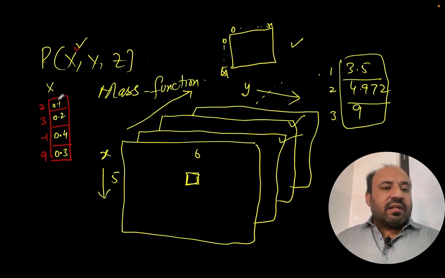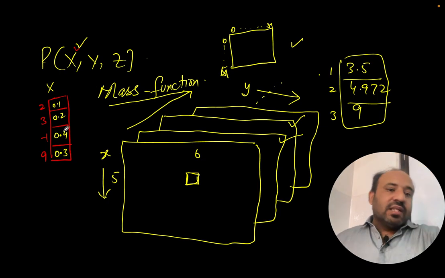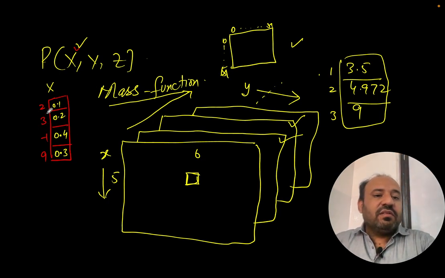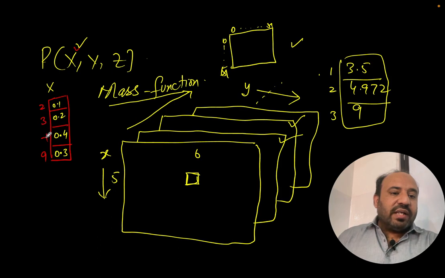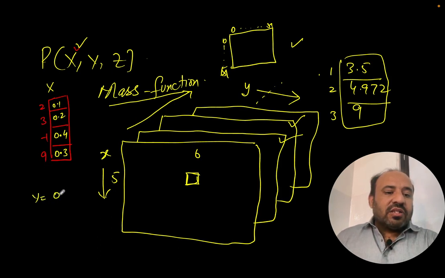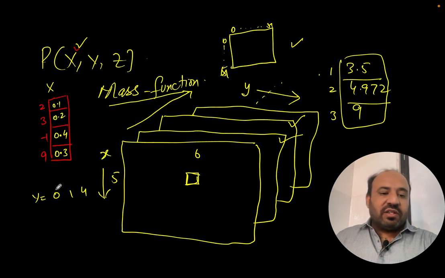So you can call it probability distribution or you can call it probability mass function. So this is a probability mass function, or the distribution stored in just a single array. What if you have multiple random variables? Let's say x takes values 2, 3, -1 and 9, and let's say y takes values 0, 1 and 4. In that case, the probability distribution will be for every combination.